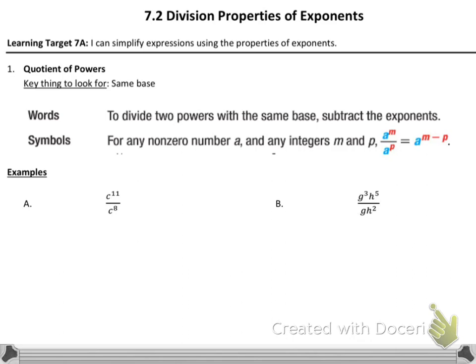So, learning target. This is still part of learning target 7a, which is I can simplify expressions using the properties of exponents, so any property.